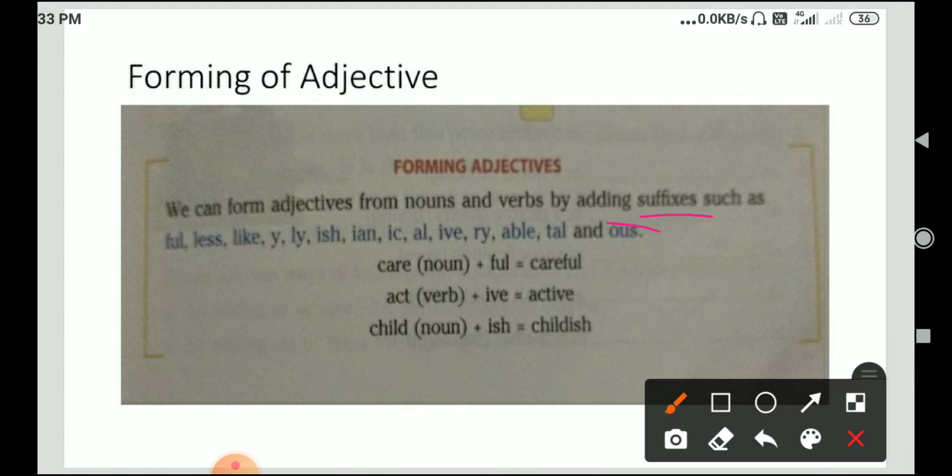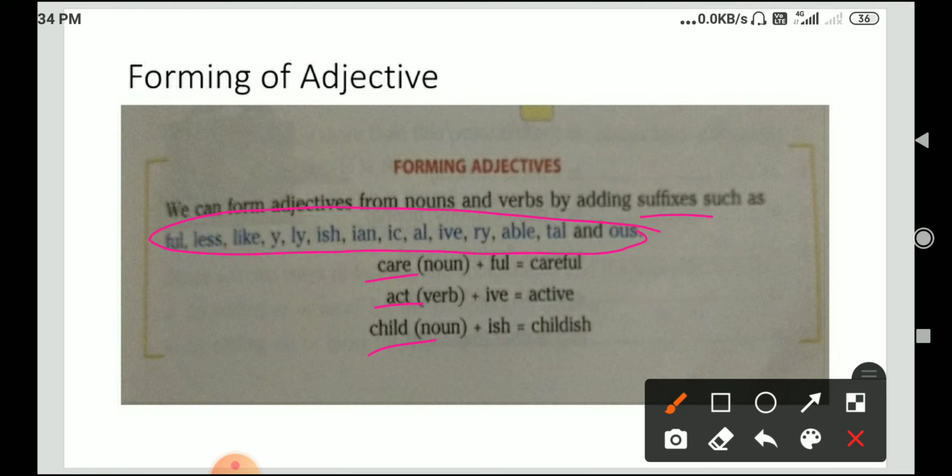So the suffixes are these, which are there in your book also, on the same page I have given: full, less, like, y, ly, ish. Such suffixes we join to the root word. Sometimes it can be a noun or it can be a verb. A root word, you know very well, is a word which never carries any suffix or prefix. Now care, it is a root word. Act, it is a root word. Child, it is a root word.